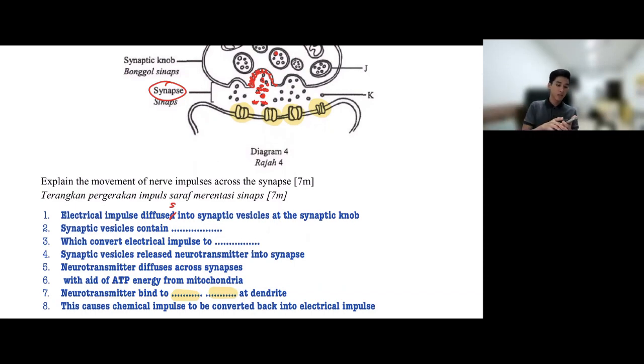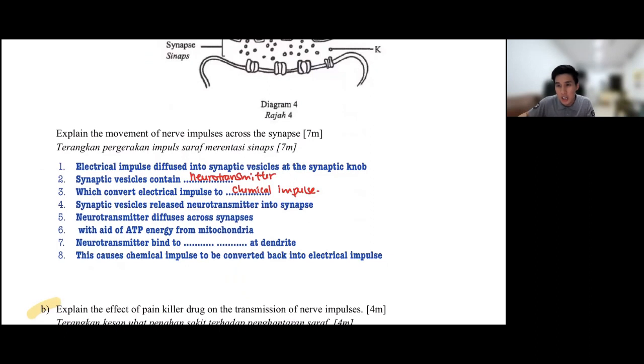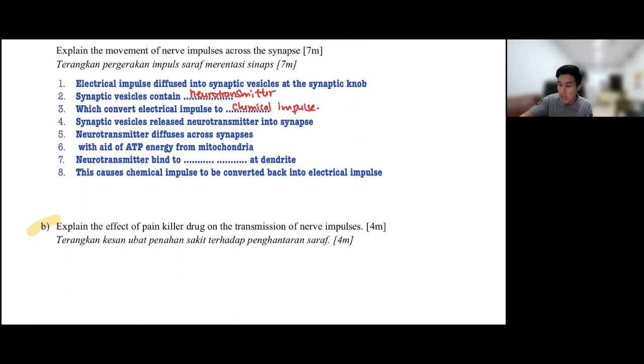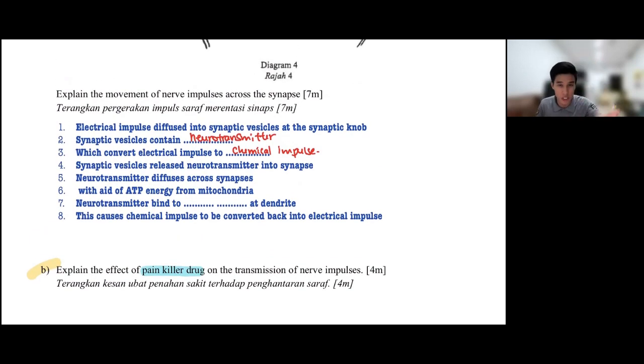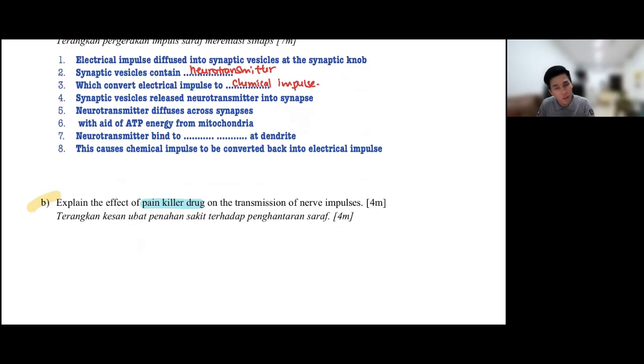That's it. Okay, now what we're going to do now here is questions that relate to the process that we just learned. Look at this question here. They say, explain the effect of painkiller drug on the transmission of nerve impulse. So guys, besides asking you to explain the whole process over here, very straightforward, you also will get questions that are not inside your textbook. Like for example, this one, very common one.